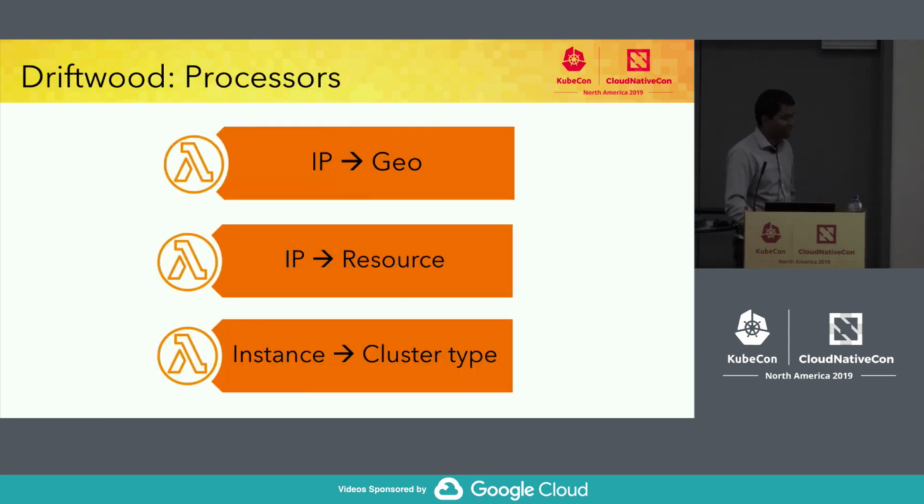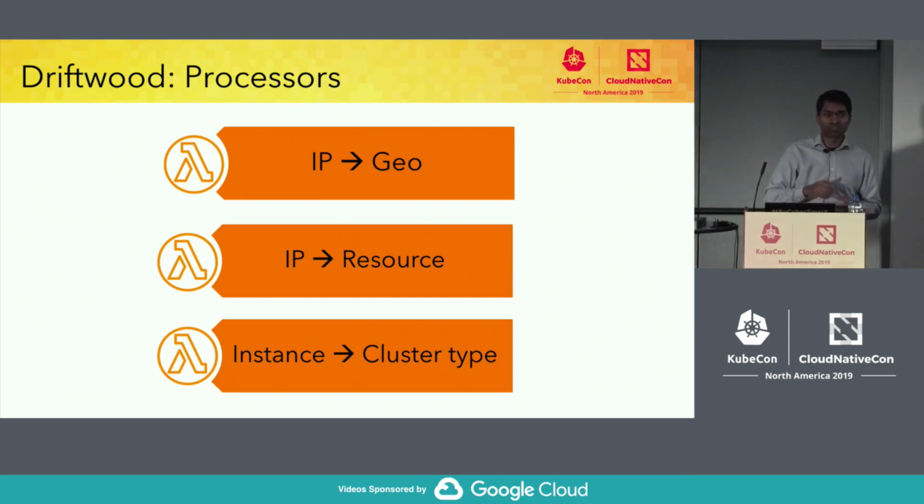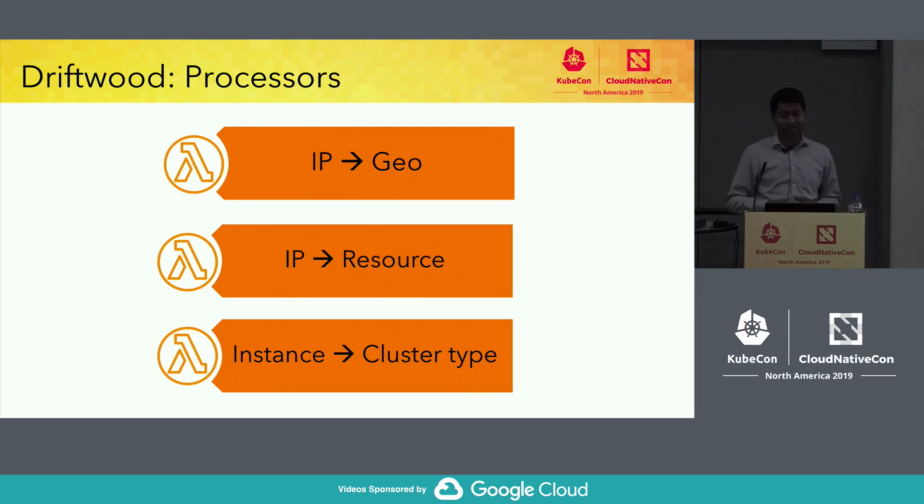Some of the enrichment that we do, first of all, is IP to geo mapping, right? We get IP data, but we associate geolocations with that. Then IP to resource data. For each IP that we are getting, we can associate whether this IP belongs to S3 or not, whether this traffic is going through S3, or through NAT, or going to load balancers. That kind of enrichment we do as well.